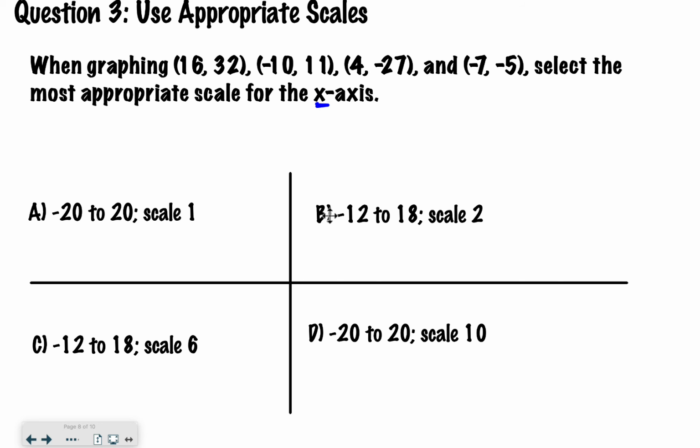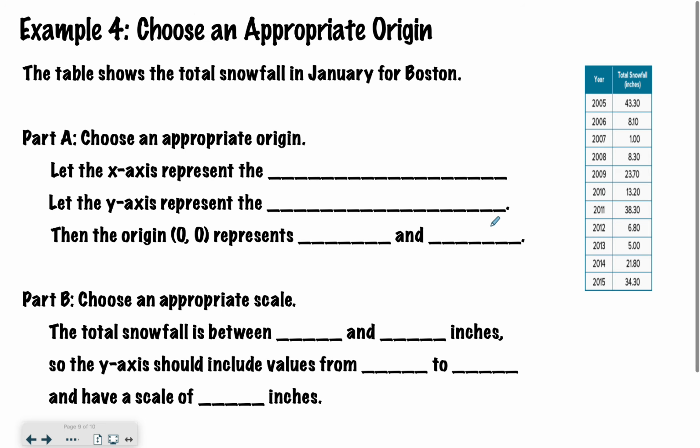All right, hopefully you guys picked letter B, and the reason is because negative 10 is my smallest number, and 16 is my biggest number. So if I go from negative 12 to 18, that gives me 1 point on each side of those, and I have scale 2, so evens, that'll make it a little easier to graph. Okay. If you have questions about that, please be sure to ask for some help.